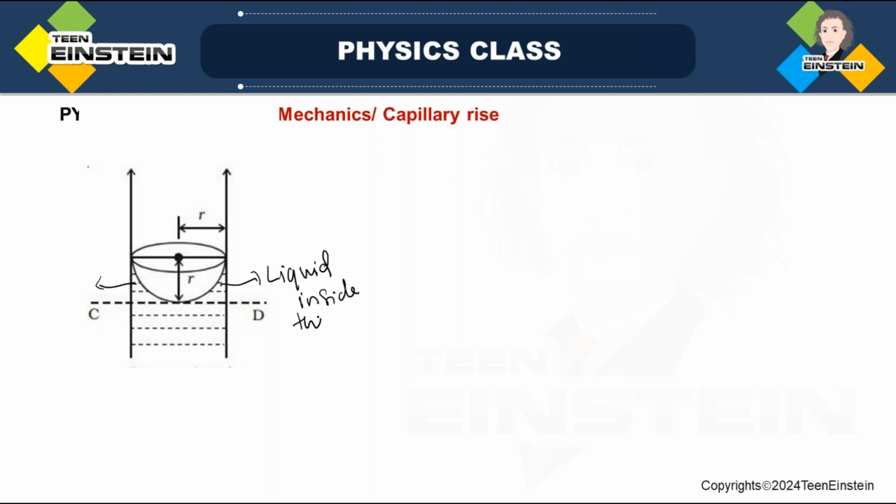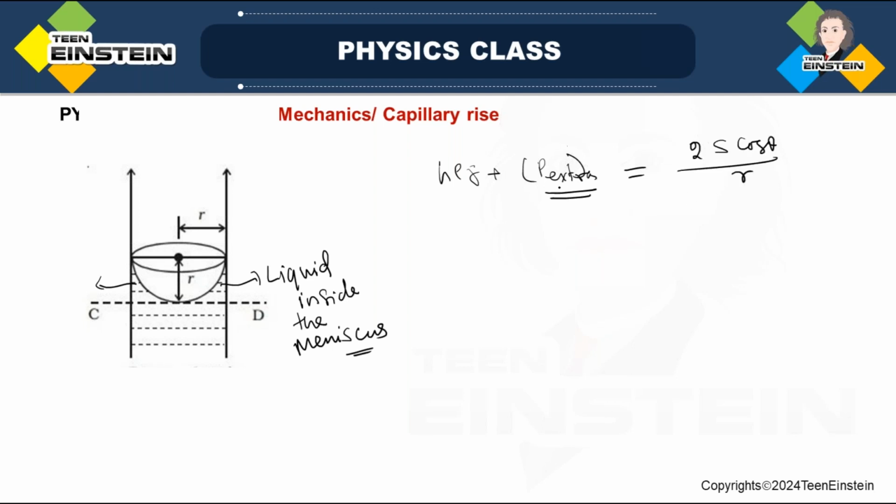Liquid inside the meniscus we have not considered. If you consider this liquid, then I have liquid column h rho g, this much pressure, plus some more liquid will be giving some extra pressure. Okay, so that will actually balance 2s cos theta by r.